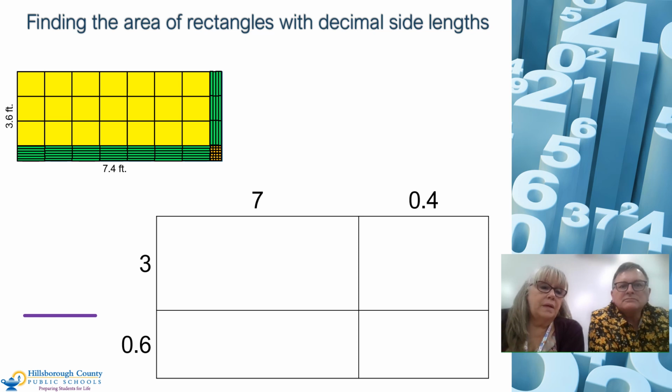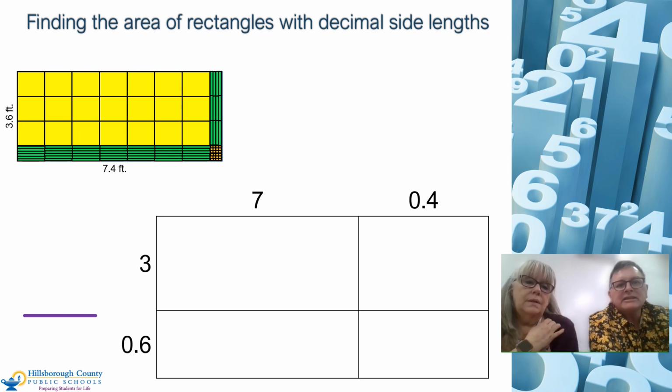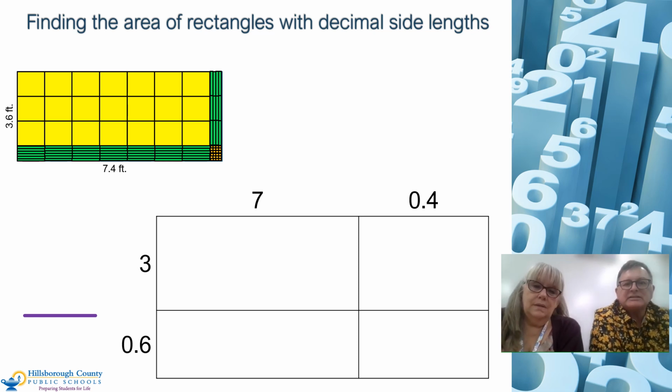So now I can make my connections to the open area model. I have 3 wholes and 6/10 that I am multiplying by 7 wholes and 4/10. I see that on the dimensions. I can see the 3 wholes over here where it says 3.6 feet. There it is, 3 wholes, 6/10. I see the same on the 7 wholes and 4/10.